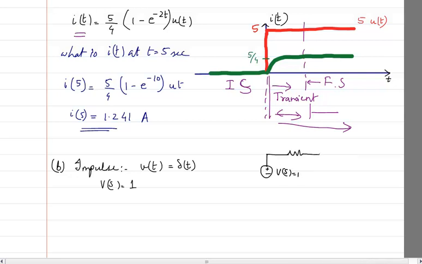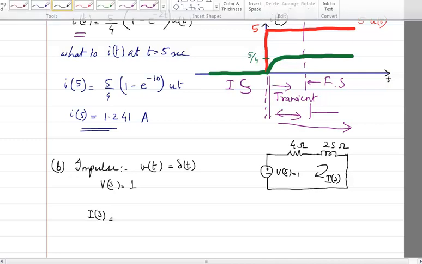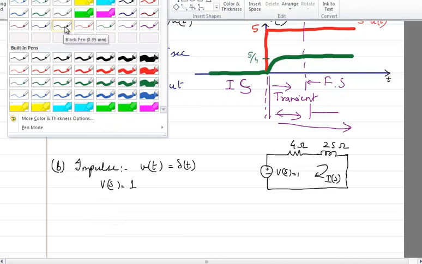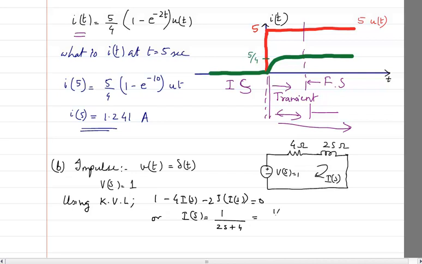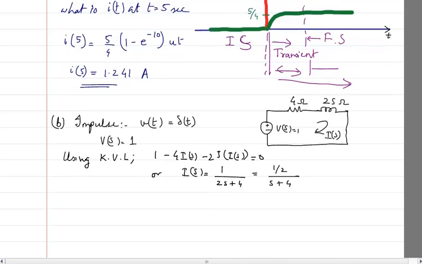And then I have the resistance which is 4 ohms, the inductor which is 2s ohms, and the current which is going to be I of s. I am interested in finding I of s, therefore I will have to do KVL. So using KVL, I will be able to write plus 1 minus 4 I of s minus 2s I of s is equal to 0, or I of s is equal to 1 divided by 2s plus 4, which I can write by dividing by 2. I will get 1 by 2 divided by s plus 4. See what I have done? I have kept the coefficient of s equal to 1.